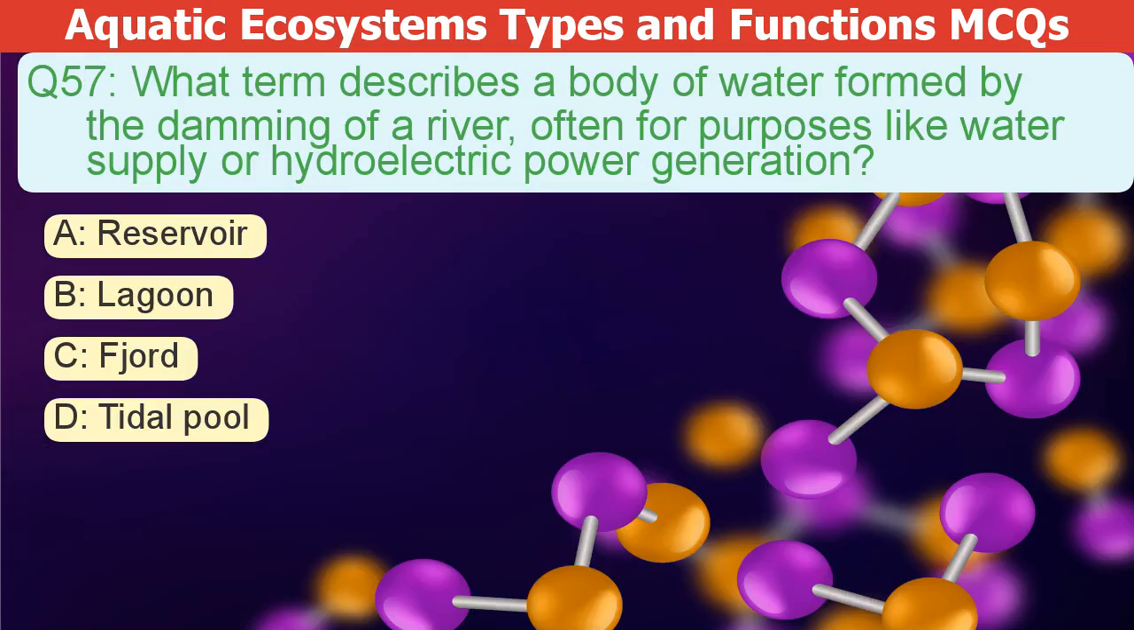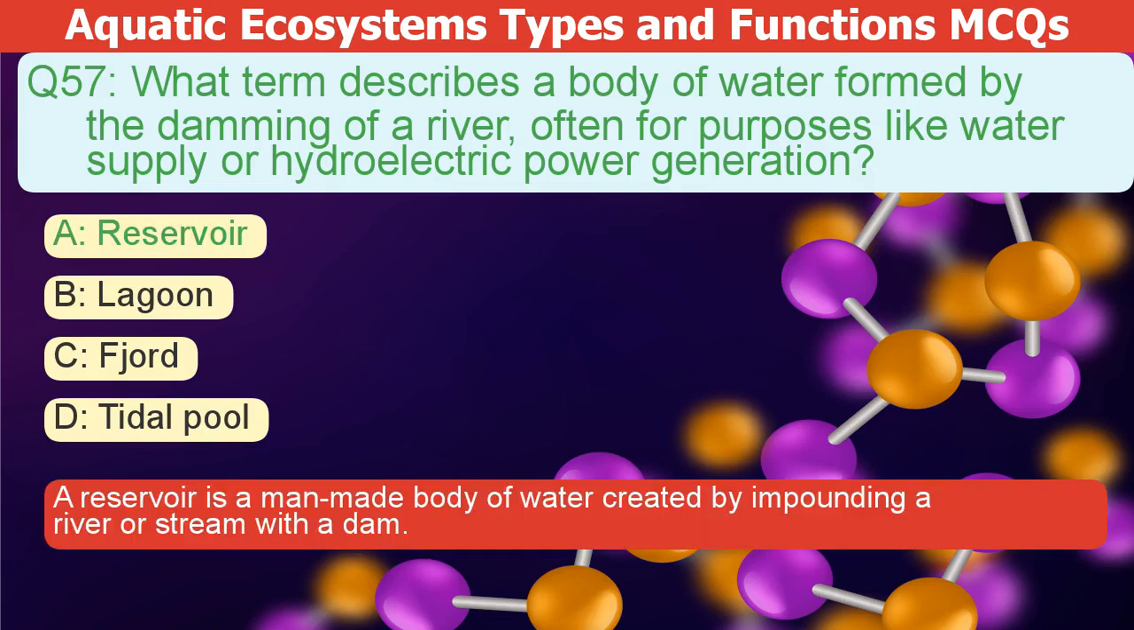What term describes a body of water formed by damming a river, often for water supply or hydroelectric power? A. Reservoir. B. Lagoon. C. Fjord. D. Tidal pool. The correct answer is A. A reservoir is a man-made body of water created by impounding a river or stream with a dam.